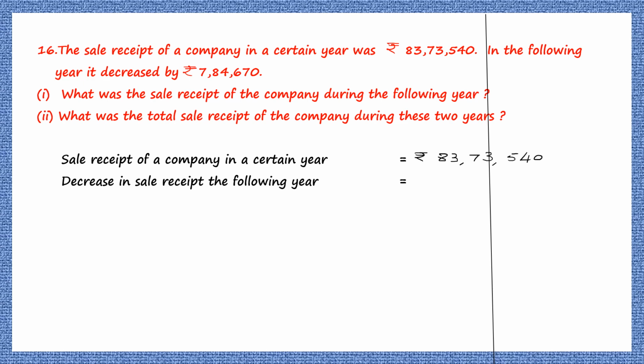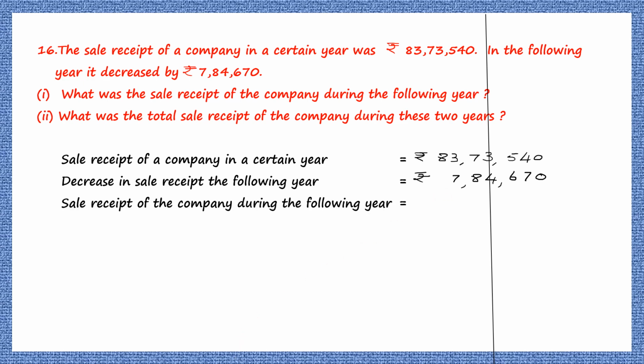What was the decrease? It's given to us in the question. That was 7 lakh 84,670. So we need to put it in the right place. Now, we have been asked to find the sale receipt of the company during this particular year. We only know it decreased so much. So what was the sale receipt during this year? So what do we have to do? We just have to subtract it from the total. Then we'll know how much the sale receipt was during that year.